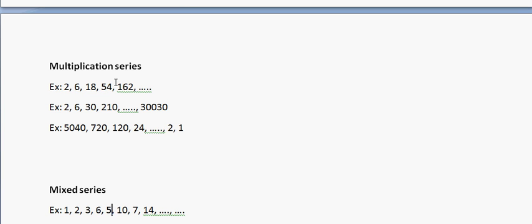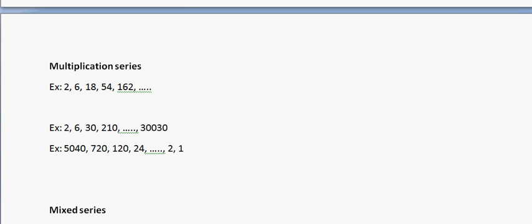So 3 examples on multiplication series. The first one is pretty simple. We are multiplying the last term by 3, right? That's what we are doing. So this would be 162 into 3 to get the correct answer.